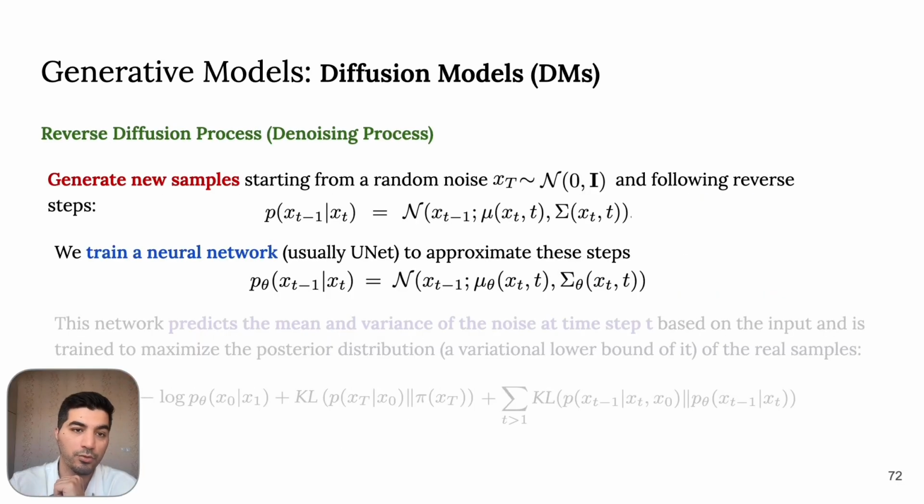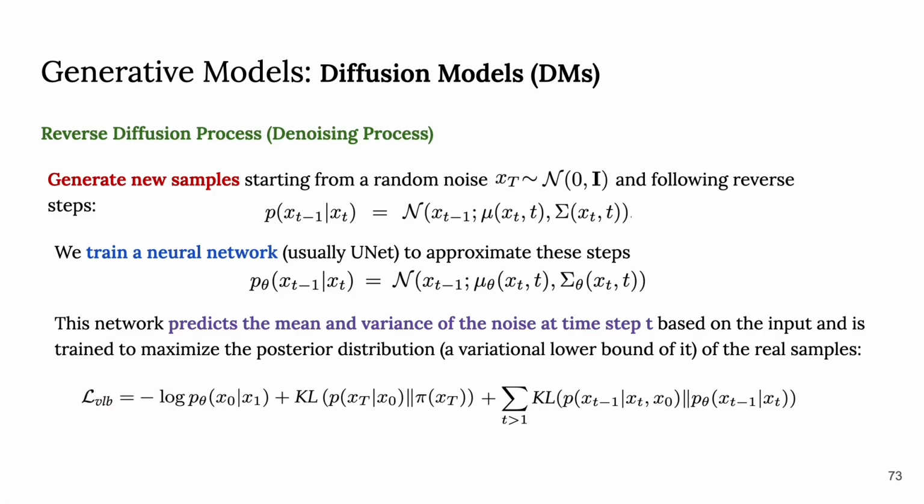For the reverse diffusion process, which we also call a denoising process, we can create new samples starting from the random noise itself and following these reverse steps. So the distribution of xt minus 1 given xt is also a Gaussian process. And in diffusion models, we want to train a neural network to approximate these steps. And we usually use a UNet for this training.